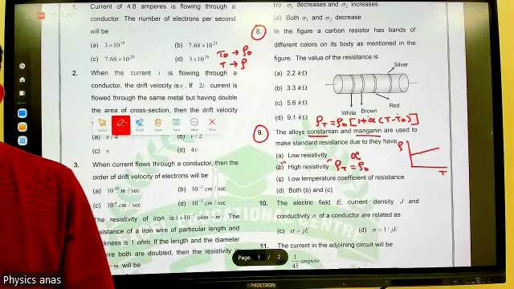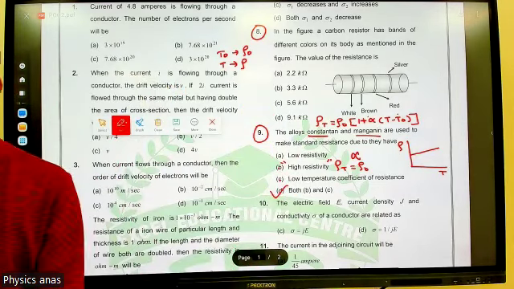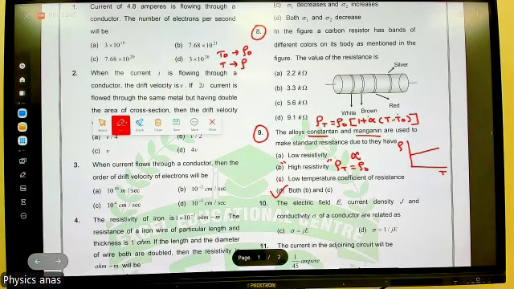So what will be the answer? Both B and C will be the answer.